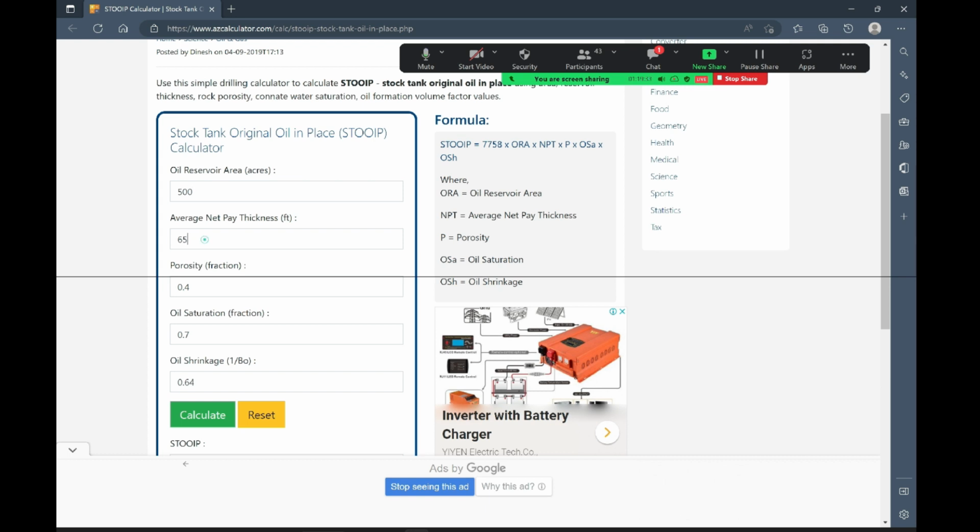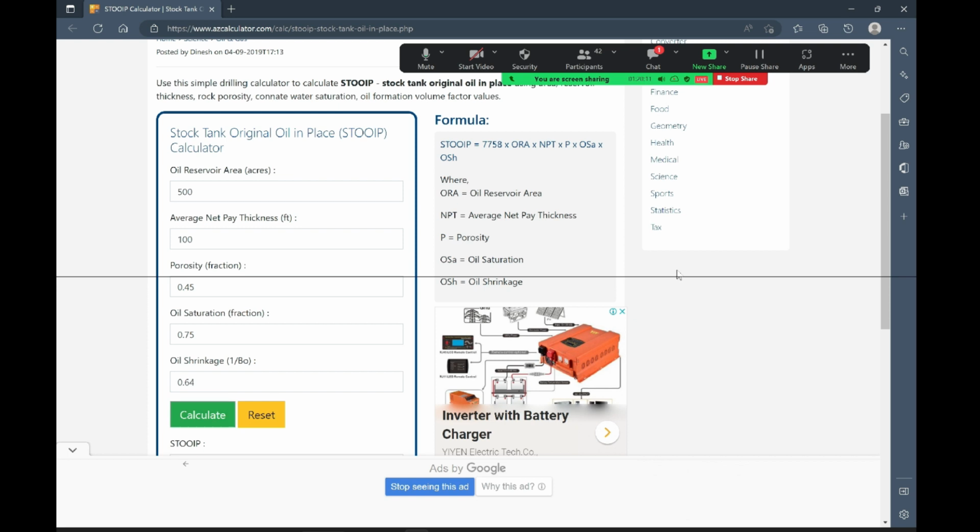Okay, and then let's imagine that the thickness of that interval that is able to hold hydrocarbon is, let's say, 100 feet. Let's imagine a porosity. Again, imagine the porosity is, let's say, 40%, 45%. In other words, the rock is so porous that 45% of that volume of rock is pore spaces or open spaces that oil or gas can occupy. In this case, oil. And then let's imagine that oil saturation is, in this case, 75%, and the shrinkage factor is 0.64, 1 over B sub O.